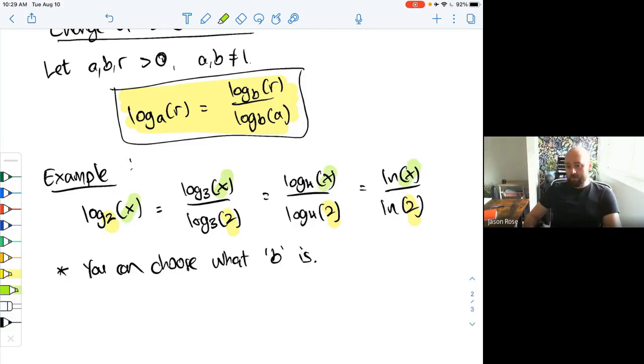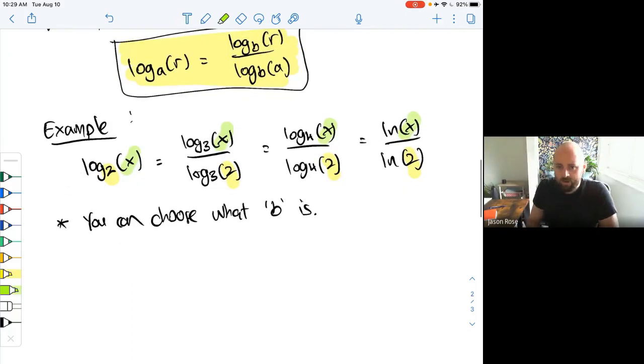So I think the main thing to remember here is that b is open. It's up to you. It's not like some formulas where you apply the formula and that side equals that side and that's the rule. The b is open and it's up to you to decide. Are there any questions so far about this change of base formula?